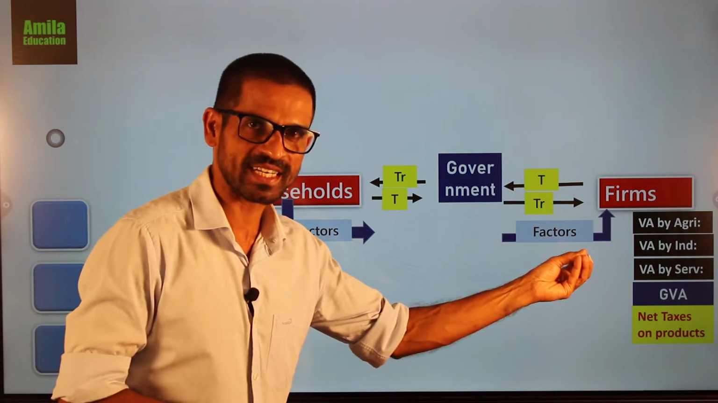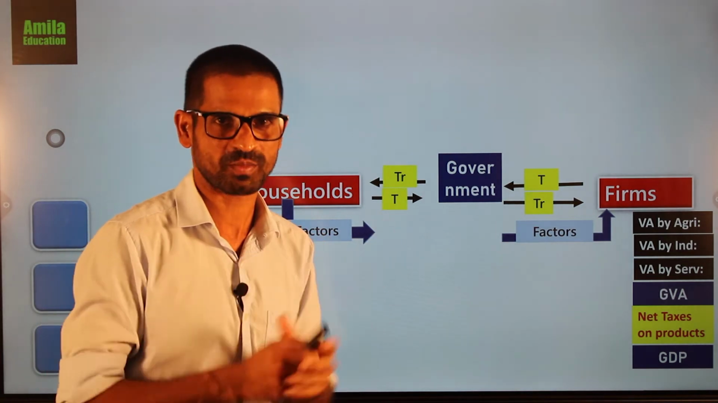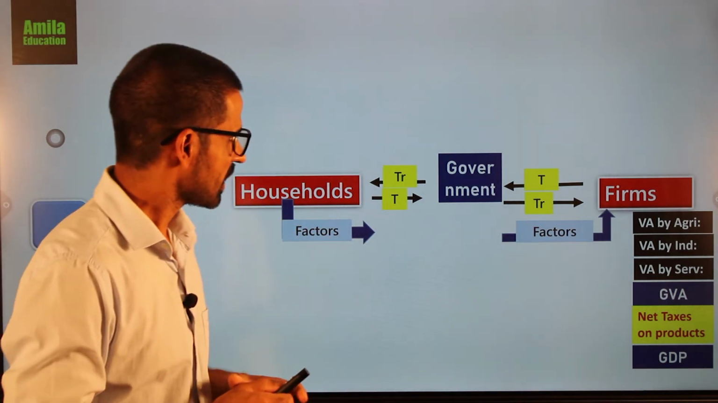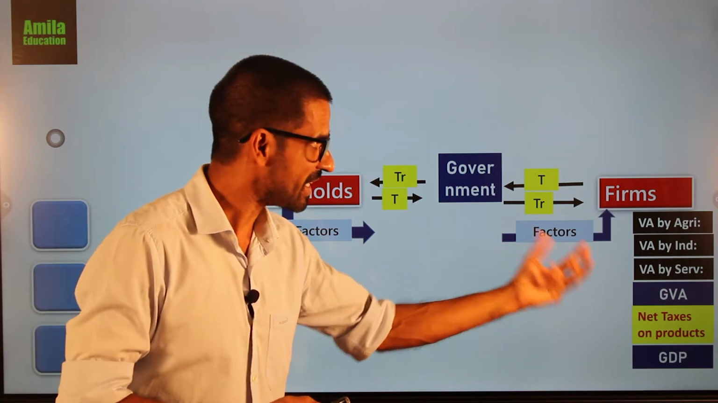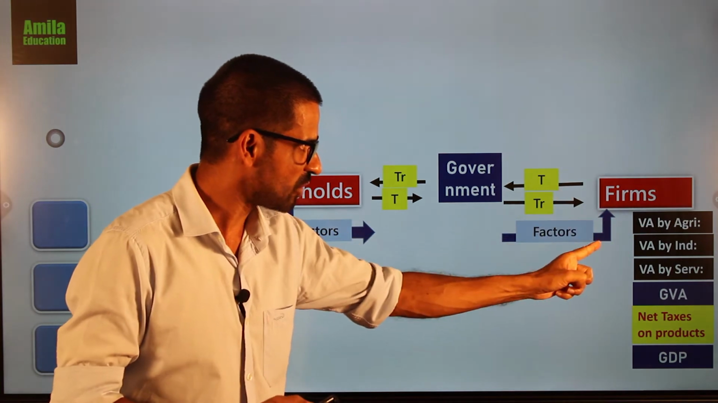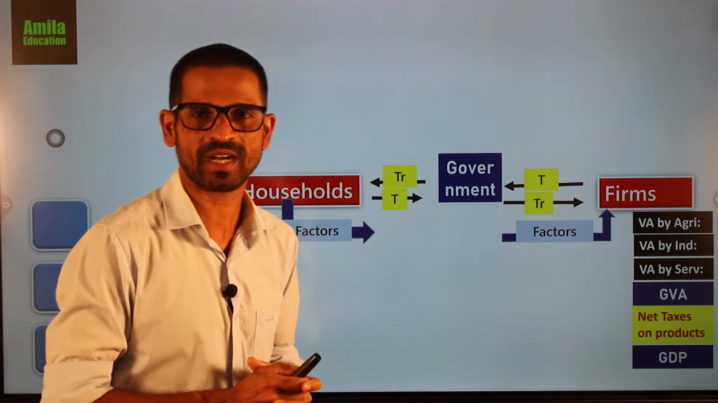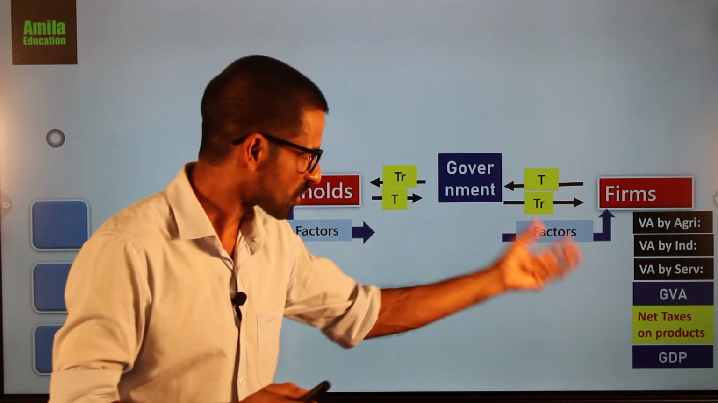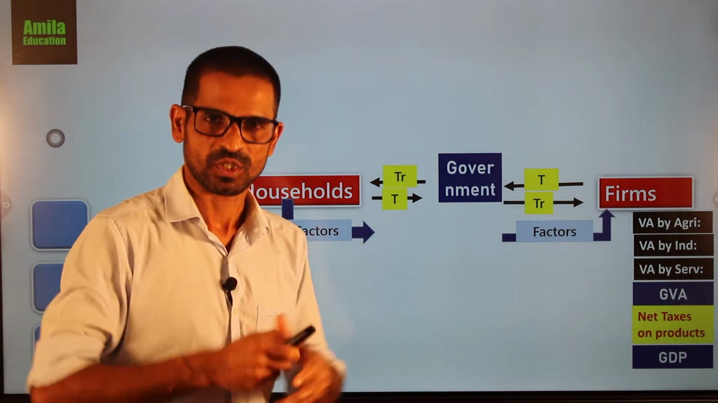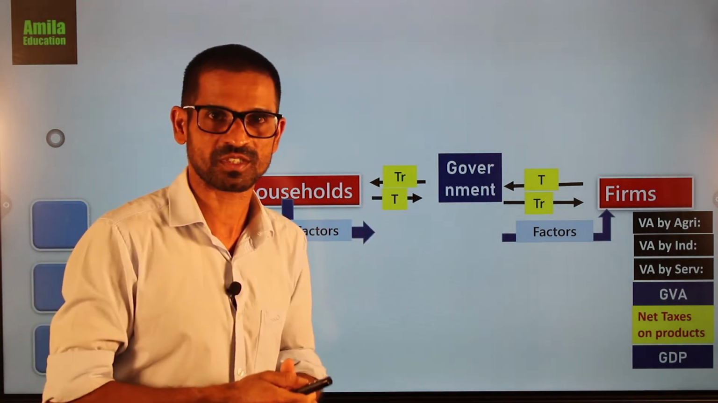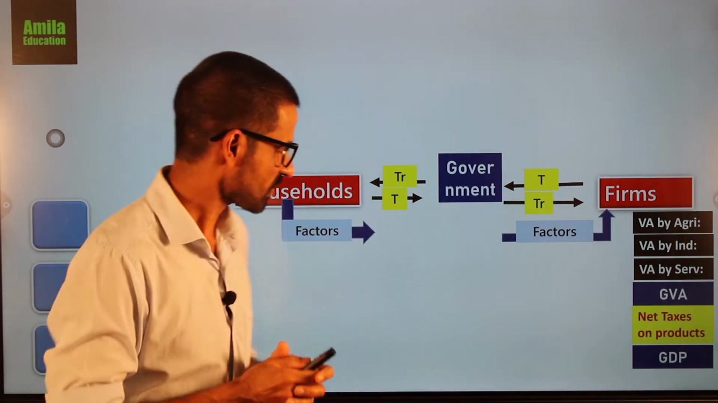Then this gross value added becomes the gross domestic product of the country. This is the value added: value added by agriculture, value added by industry, value added by service. Then you receive the gross value added. This gross value added plus net taxes on products is gross domestic product: the goods and services domestically produced within the economic territory of a country. We will explain that later.